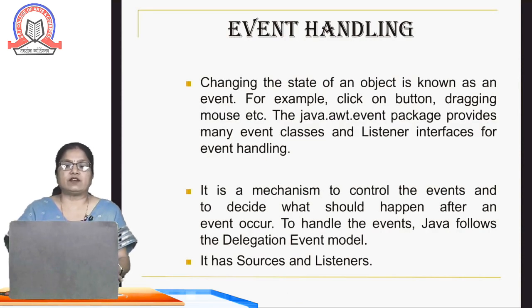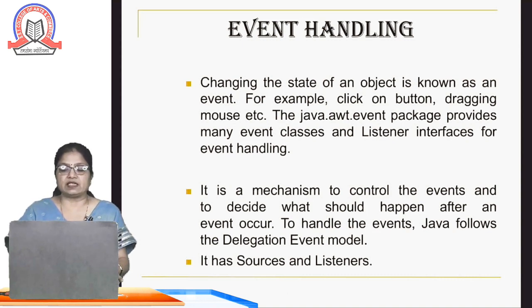So first we'll see what is event handling. Changing the state of an object is known as an event. For example, click on button, dragging mouse, etc. The java.awt.event package provides many event classes and listener interfaces for event handling. It is a mechanism to control the events and to decide what should happen after an event occurs.